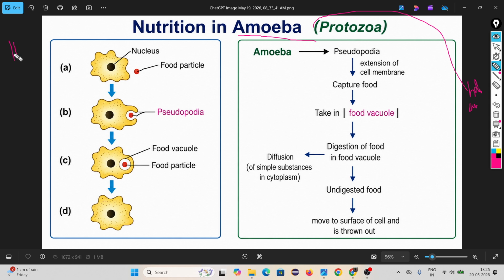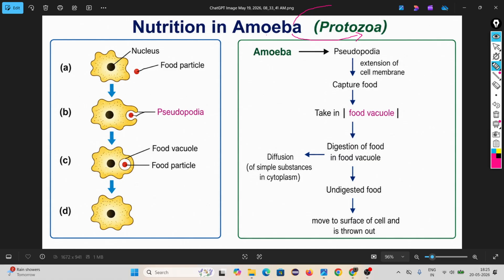Holozoic means... heterotrophic nutrition is of three types: holozoic, saprophytic, and parasitic. Holozoic means it engulfs the entire whole food and then digests it inside, then converts this food into simplified substances inside our body, like human beings. Then how does one single cell engulf another single cell organism and how do they digest it? That is called nutrition in amoeba. Amoeba is a unicellular organism and it is also a protozoa.